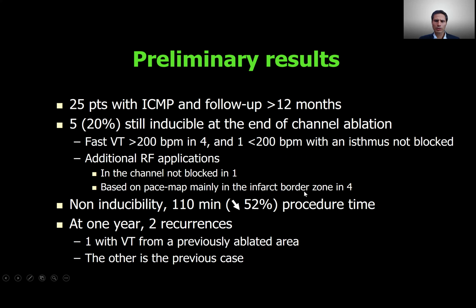It was mainly in the border zone, so not looking like heterogeneity of wall thickness, but more patchy areas on the border zone of the scar for the fast VT. In those patients, we managed to get non-inducibility. The mean procedure time was 110 minutes, which compared to historical cohorts was a half reduction in procedure duration. And at 1 year, we had 2 recurrences. One had a VT from a previously ablated area, and we had to re-ablate again, and the other is the case I've just shown you.